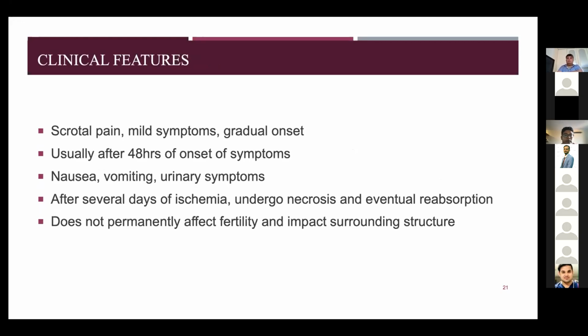So the clinical features are that the patient may present with scrotal pain, and might have mild symptoms with gradual onset. The patient usually presents after 48 hours of onset of symptoms. Associated symptoms such as nausea, vomiting, urinary symptoms, or fever may or may not be present. After several days of ischemia, the appendage usually undergoes necrosis and eventual reabsorption. Hence, they do not usually affect fertility or impact the surrounding structures.